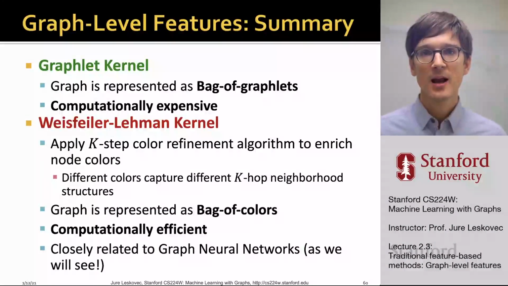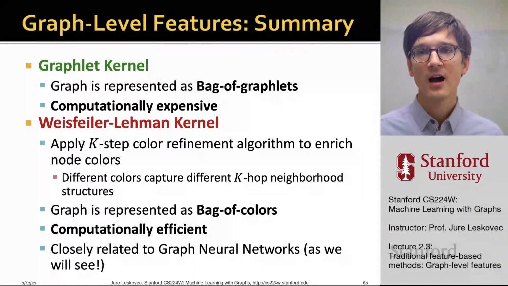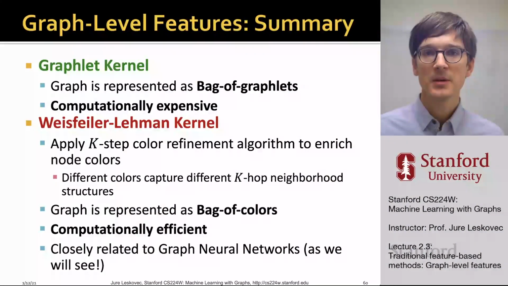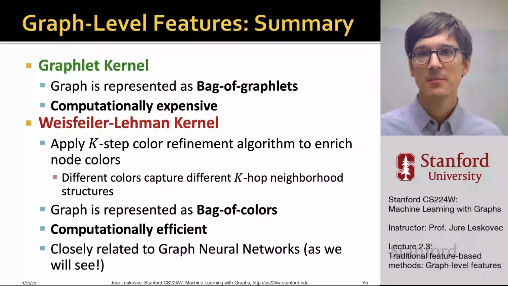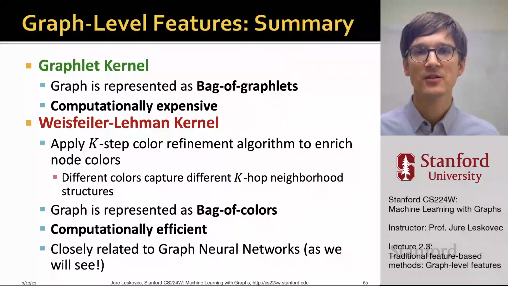So to summarize the graph level features that we have discussed, first we talked about the notion of graph kernels, where basically the graph is represented as a bag of graphlets or a bag of colors. When we represent the graph as a bag of graphlets, this is a very expensive representation because counting the graphlets takes time exponential in the size of the graphlet.